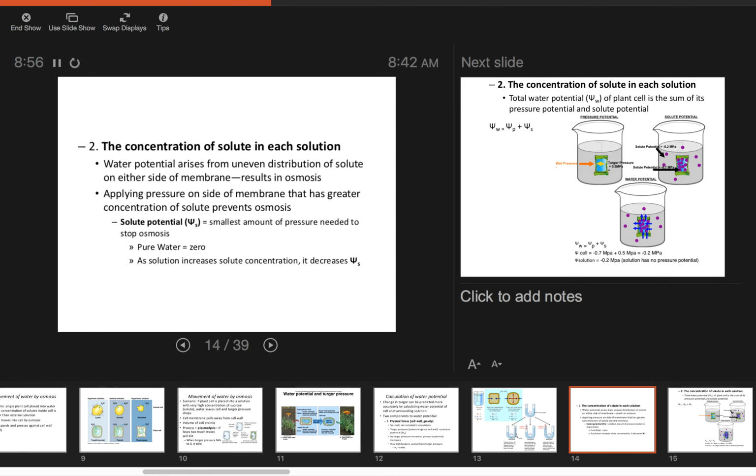Okay, the second factor you should look at is the concentration of the solutes. So just looking at the solute potential, where is it located, the smallest amount of pressure needed to stop osmosis. Pure water is 0. If you increase your solute concentration, it will decrease your solute potential.